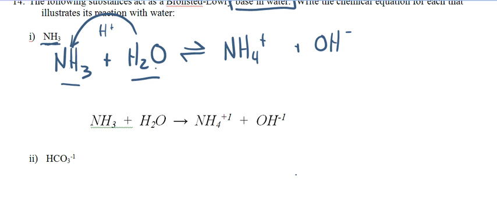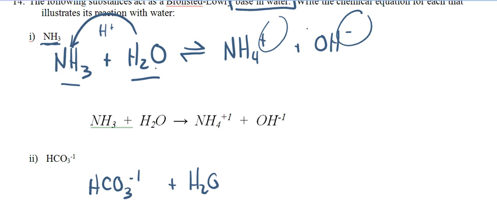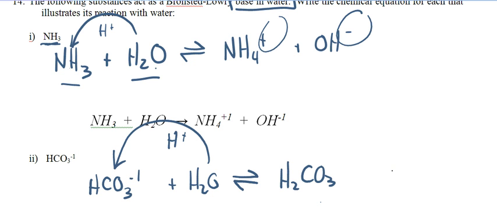Alright, double I. Again, it's acting like a base. So HCO3 -1 plus water. And yes, do be careful with your charges here. They are important. So again, this is acting as a base, so that means it is accepting a hydrogen. So if we accept a hydrogen, again, put it on the front. So H2CO3, and our water turns into hydroxide.